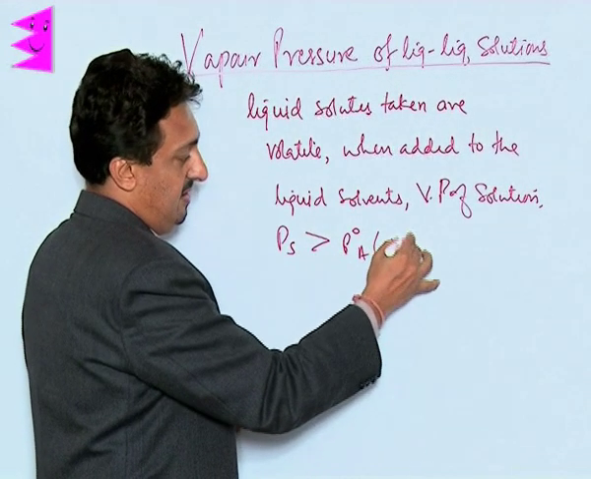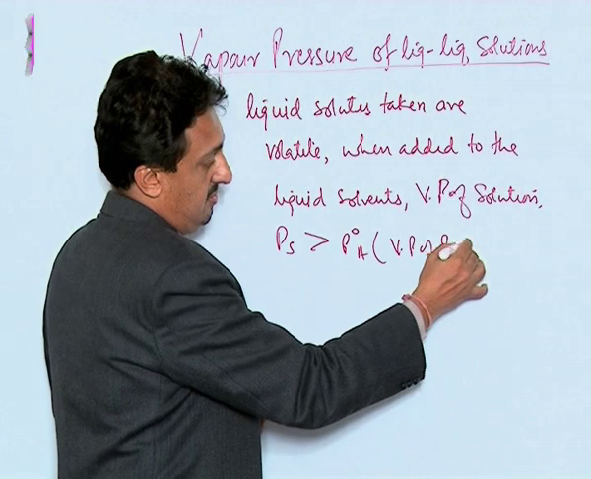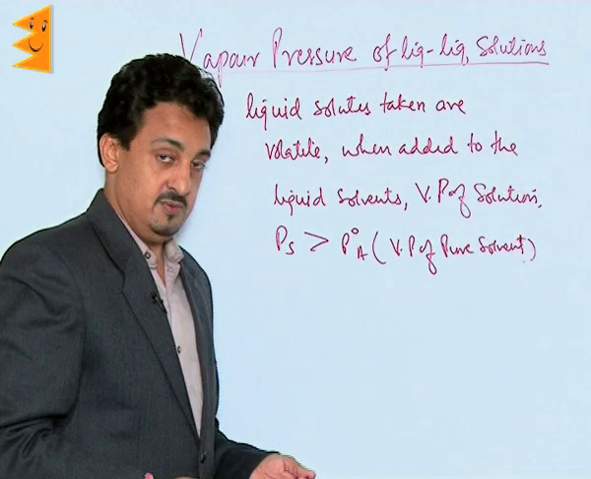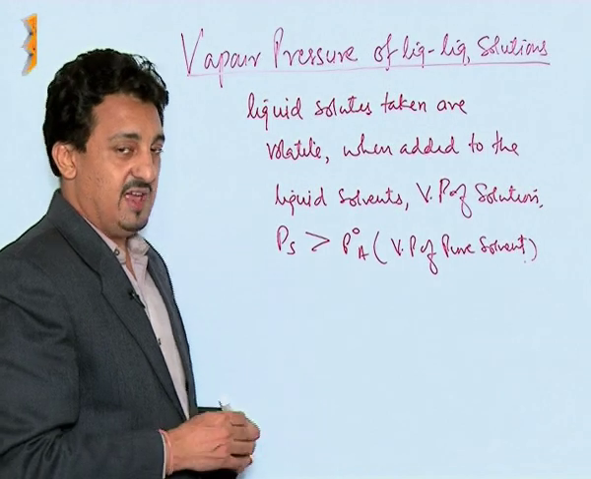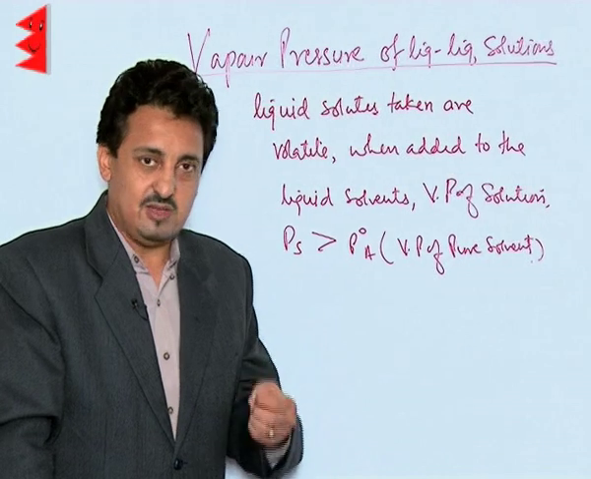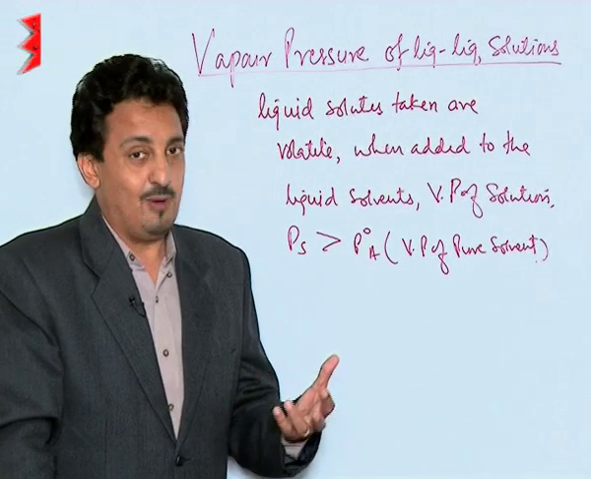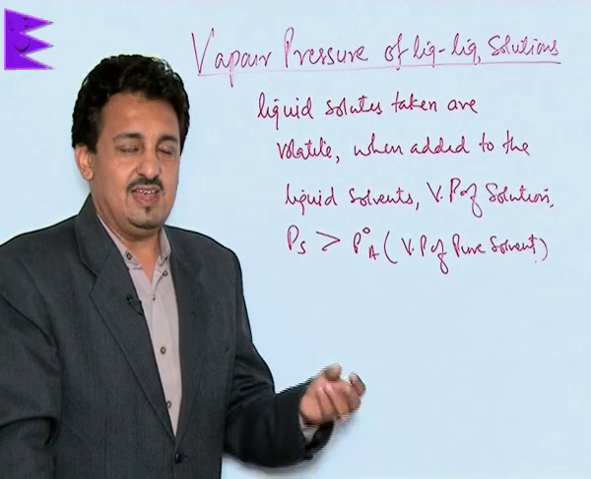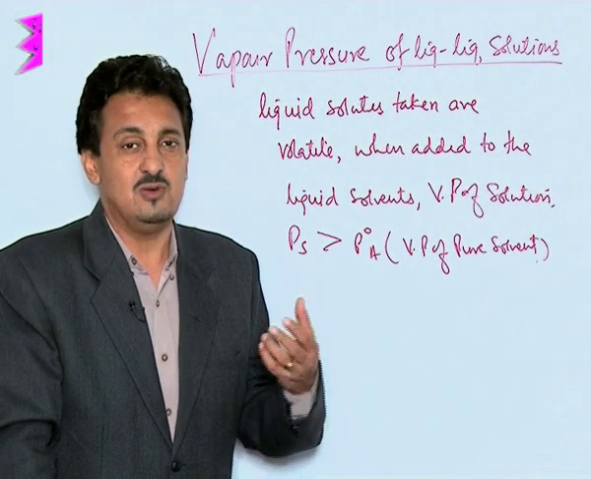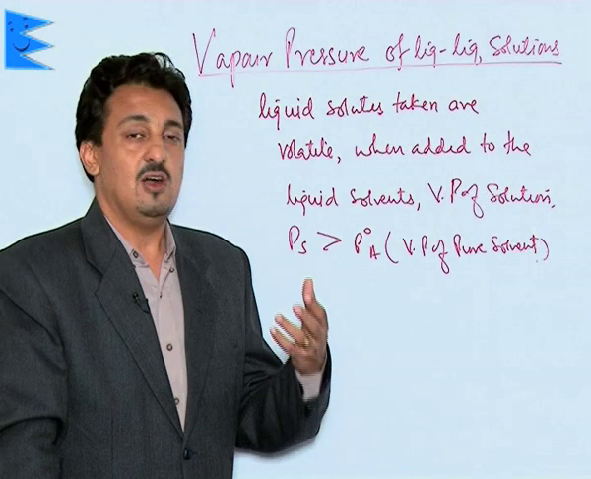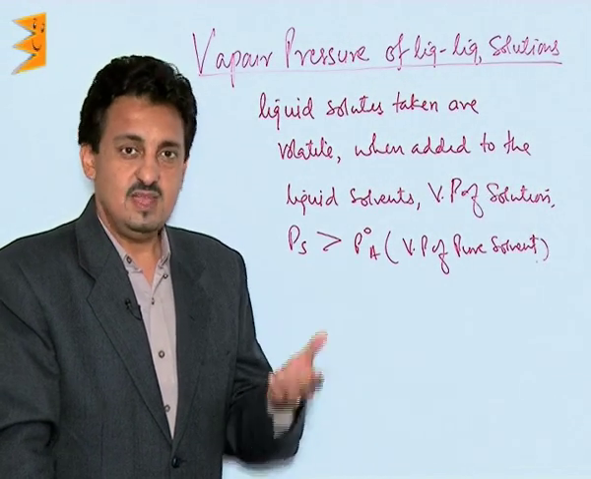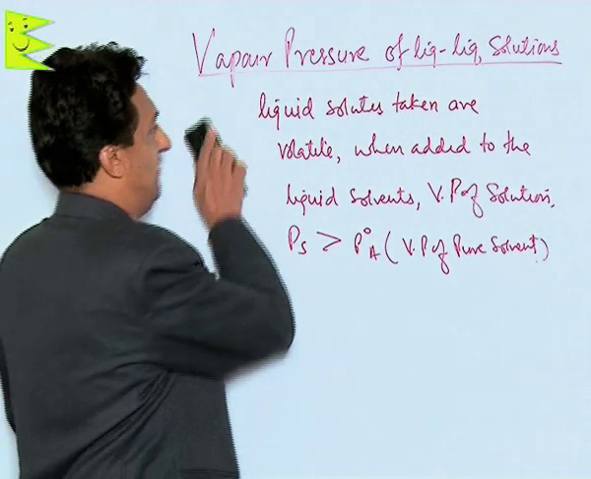What is P naught A? It is the vapor pressure of the pure solvent when the solvent is present alone. So whenever a liquid solute is added to a liquid solvent, since the solute is liquid, it is already not having very high boiling points, so it's volatile. The vapor pressure of the solution formed is found to be more than the original pure solvent. So it gets increased. It can be explained by taking an example.